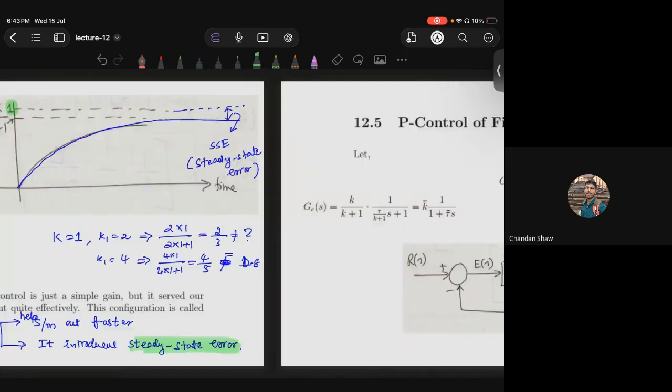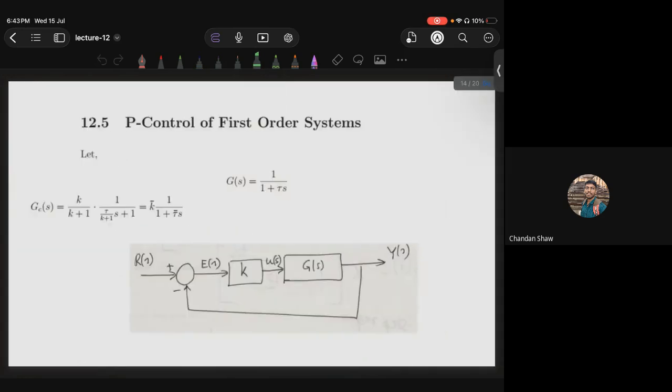Okay, let us see quickly for a first order system. First order means you are taking GC of S as one pole. If you take GC of S as one pole and E of S is just K value, you are getting K bar. K bar is nothing but K by K plus 1.